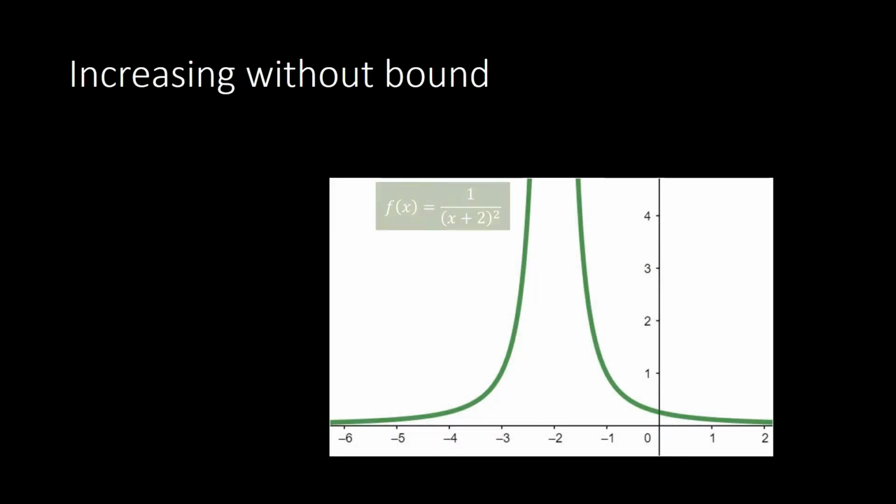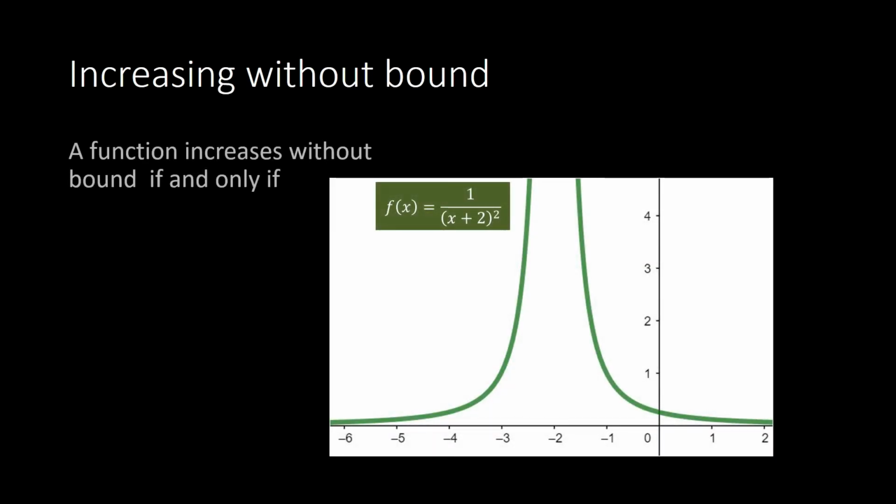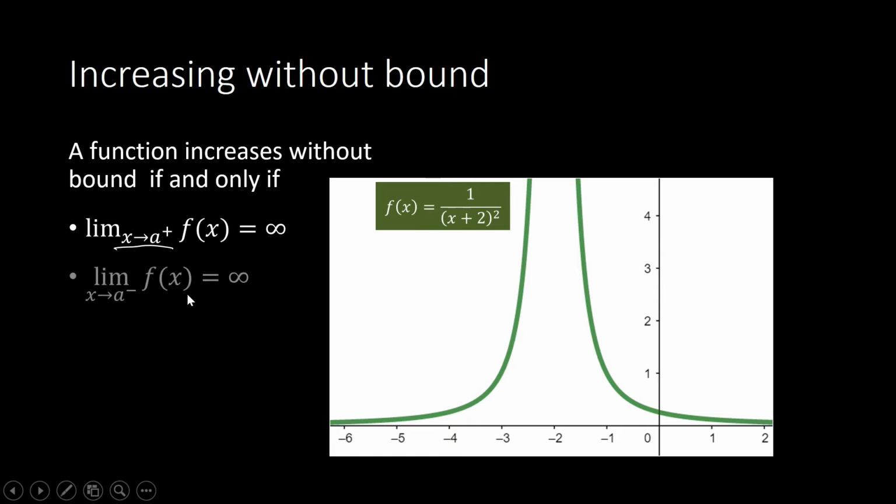Increasing without bound. A function increases without bound if and only if the limit of our function as x approaches a from the right is equal to infinity, or if the limit of our function as x approaches a from the left is equal to infinity. This function, f of x is equal to 1 over (x plus 2) raised to 2.